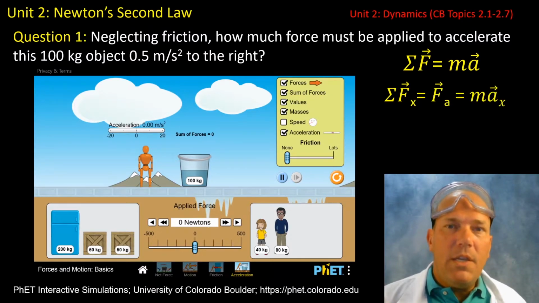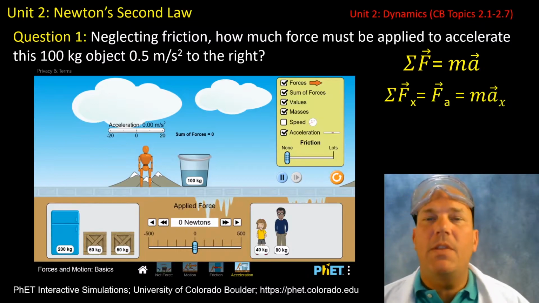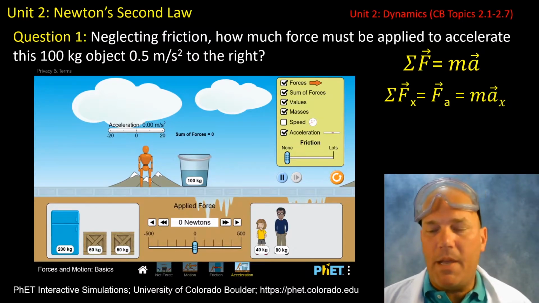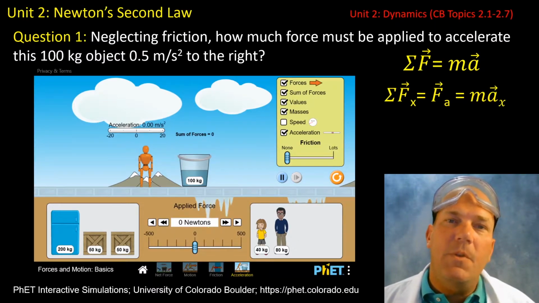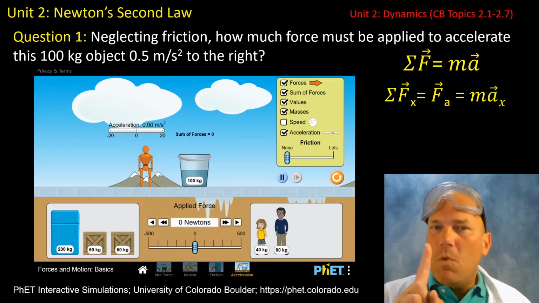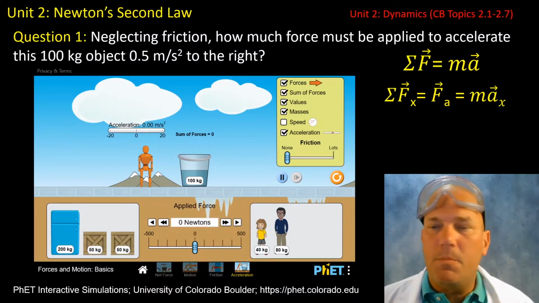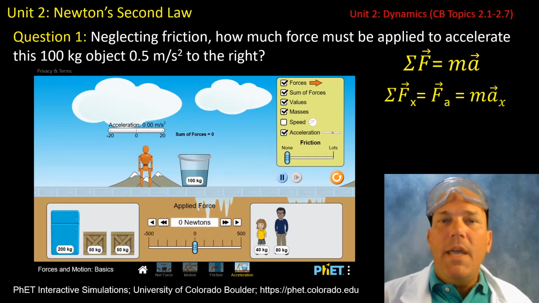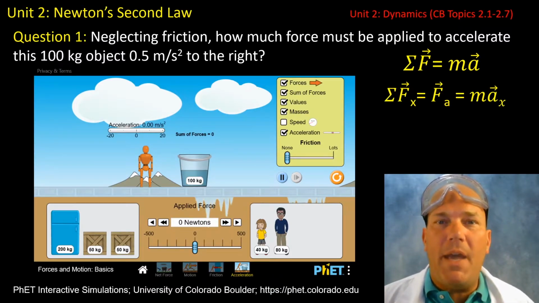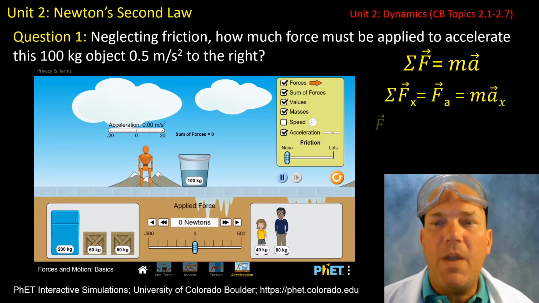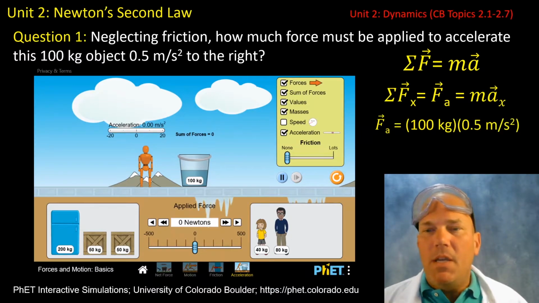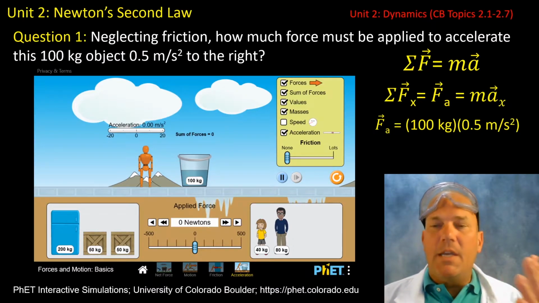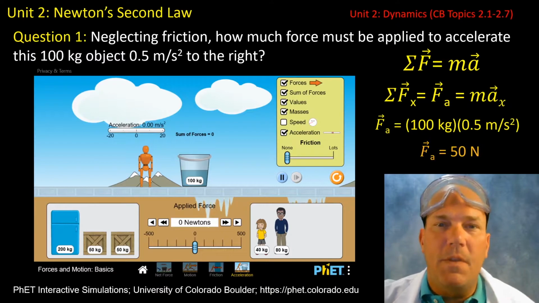So we are talking about acceleration to the right, so that would be in the x direction. I have used a subscript of an x to denote that, just as we did in the previous unit of kinematics. There's 1 force acting in the x direction, which would be the force applied, the force of the man on the bucket of water, and that force is therefore equal to mass times the acceleration in the x direction. So now we can simply plug in our values and solve for the force applied. And we get that the force applied would be 50 newtons.